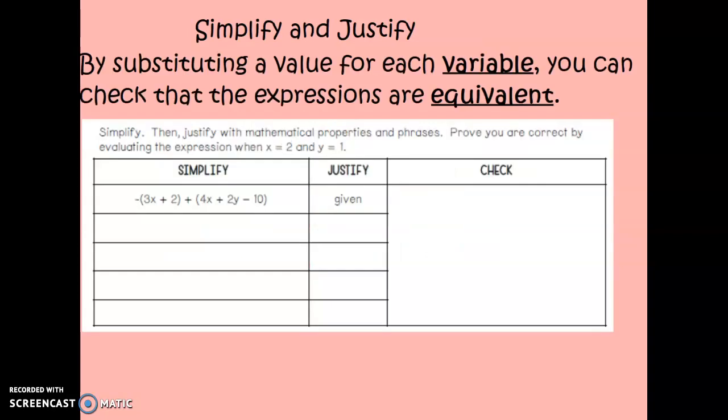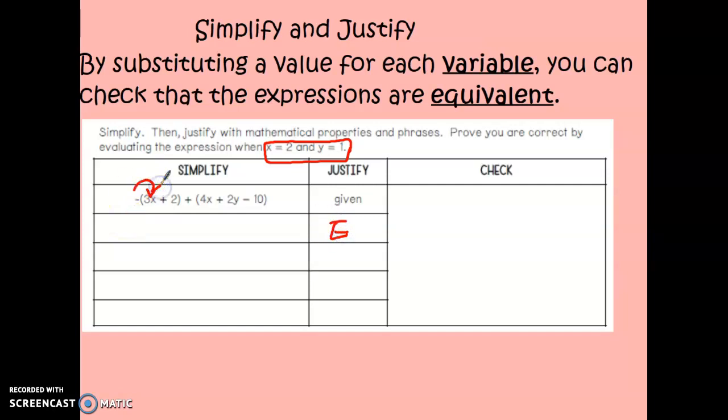Okay, those are next. Now it's asking us not only to justify, but also to prove our answer. We prove our answers by substituting values in for each variable. It shows us that they're equivalent, and it's telling us these are the two numbers we're substituting in. First we're going to simplify and justify each step. This first one has a negative sign outside of parentheses, so the first thing I have to do again is distribute.